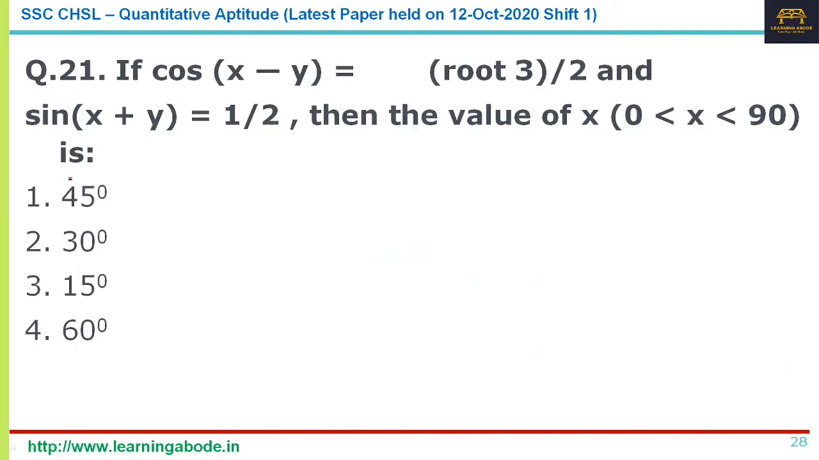Question number 21. If cos(x minus y) is equal to root 3 by 2, and sin(x plus y) is equal to half, then what is the value of x?